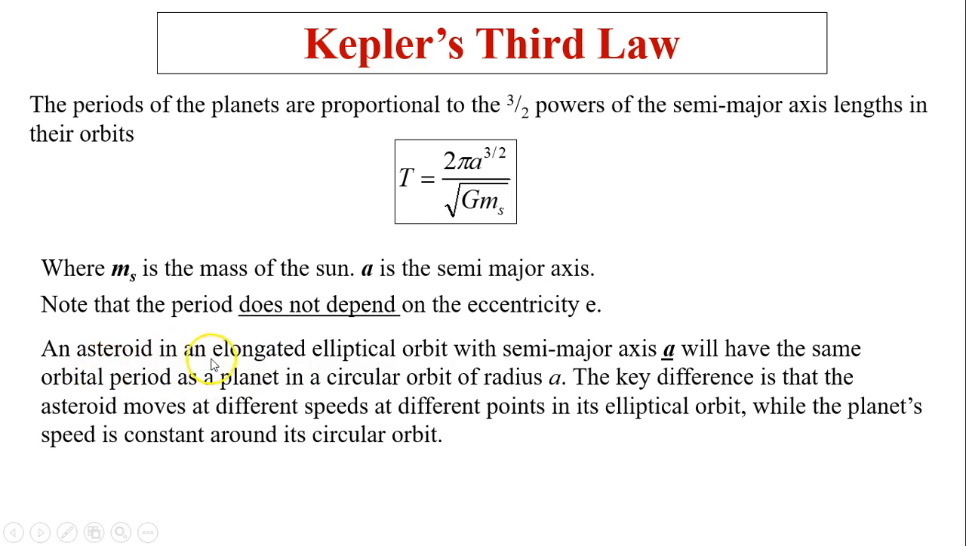That means an asteroid in an elongated elliptical orbit with semi-major axis a will have the same period as a planet in a circular orbit of radius a. The key difference is that the asteroid moves at different speeds at different points in its elliptical orbit, while the planet's speed is constant around its circular orbit.